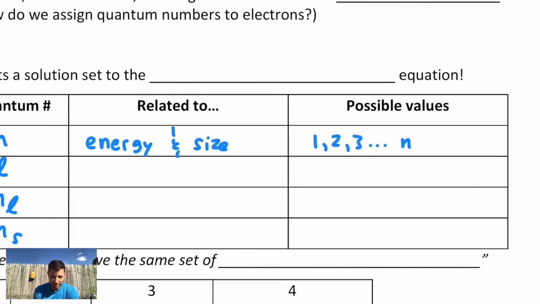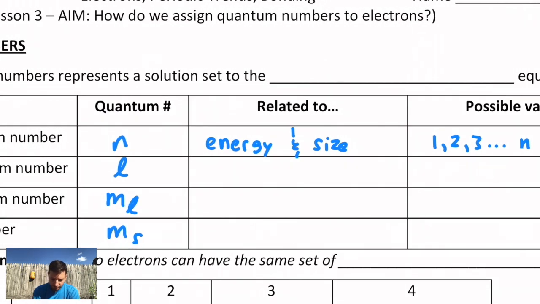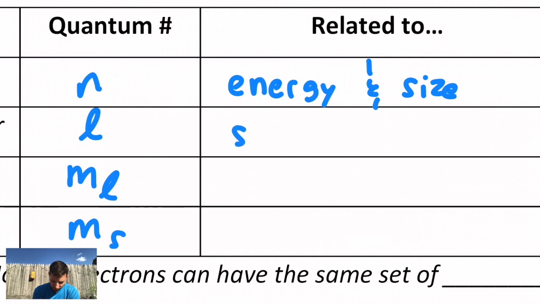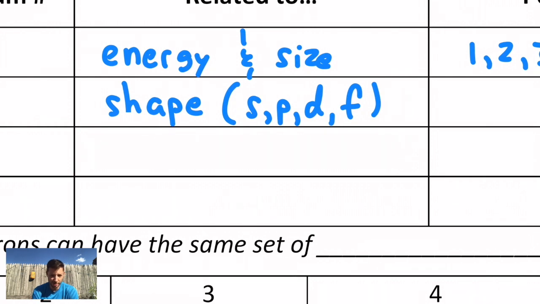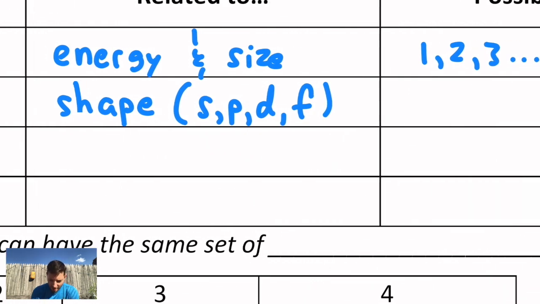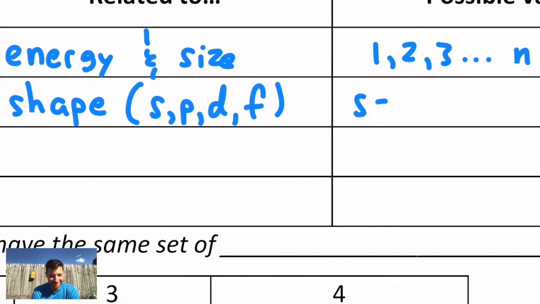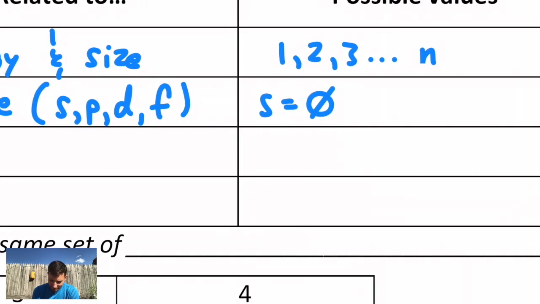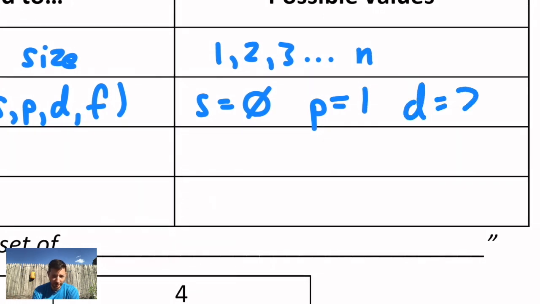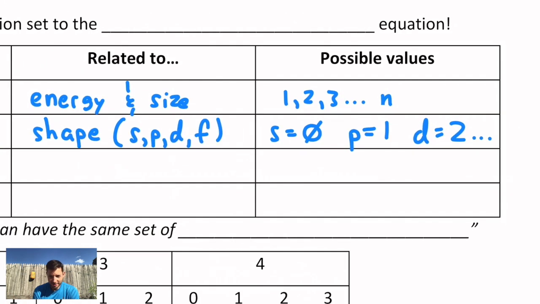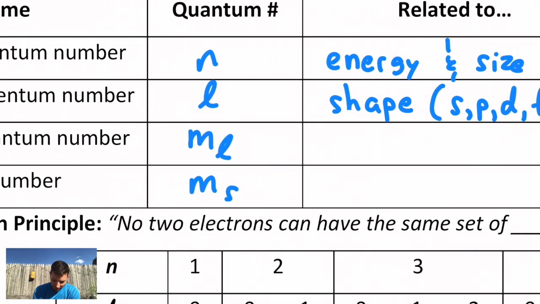The second quantum number, the angular momentum, l, refers to the shape. And that's if we're talking about an s, a p, a d, or an f. For our purposes, we're just going to say if it falls into one of those sublevels, it corresponds to a specific l quantum number. If it's an s, then the l quantum number is 0. If it's a p, then it's a 1. If it's a d, it's a 2, and so on. It's very easy.